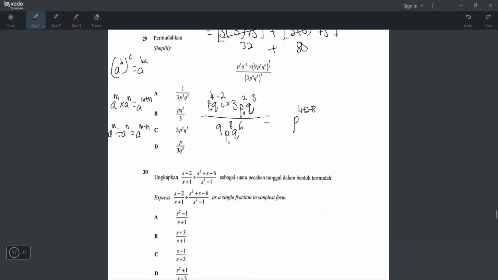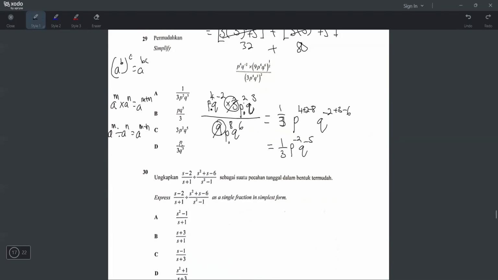Okay, and then what about the q? So q power negative 2, and then times with q power 3, the power need to plus 3, and then divide q power 6 means minus 6, right? So now I'm done with the p and q. Now left with the number 3 over 9. 3 over 9 when you cut is 1 over 3, right? So the answer will be 1 over 3 times p power 4 plus 2 minus 8 is negative 2, and then negative 2 plus 3, 1, 1 minus 6, negative 5, right? So this is the answer.